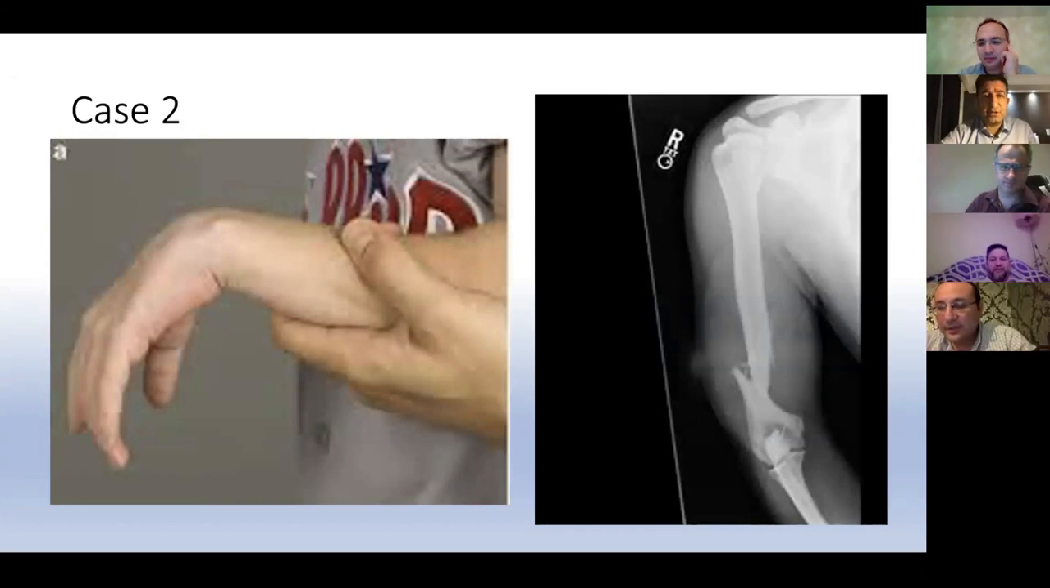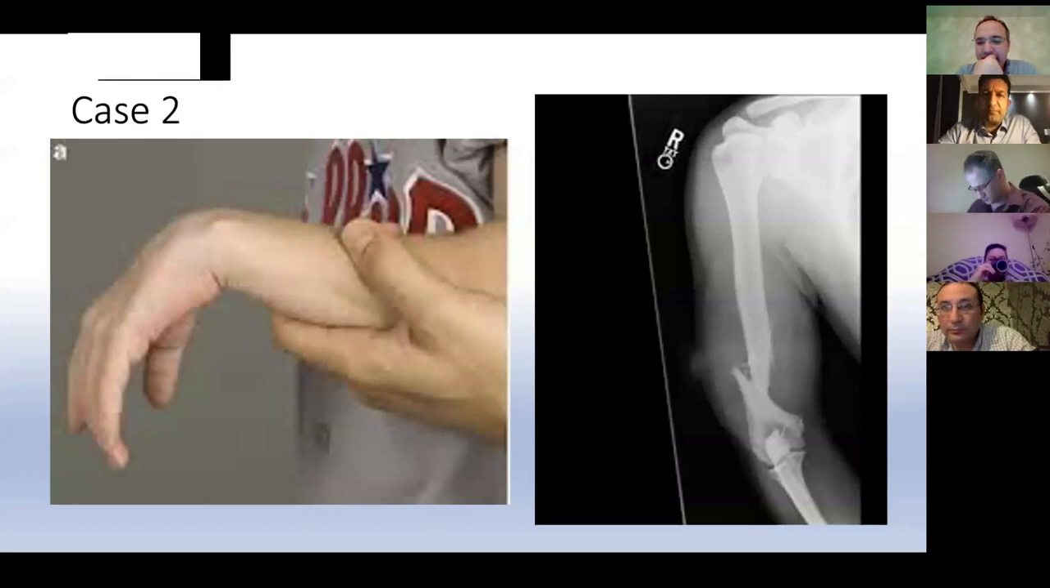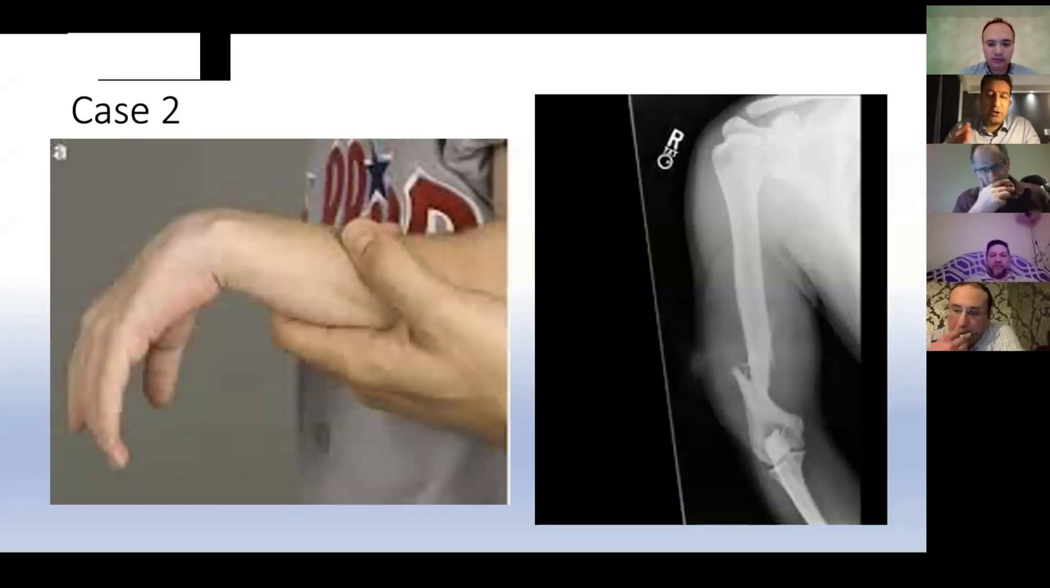There was a lot of good stuff. Your initial description I thought was very good. You described Holstein-Lewis. You got the diagnosis very well, but you just wasted too much time. Literally say: this is a clinical photograph of a wrist drop and an AP radiograph of the right humerus, which shows a Holstein-Lewis fracture at the junction of the middle and distal thirds. This is a suspected radial nerve palsy. Just describe and diagnose nice and quick.